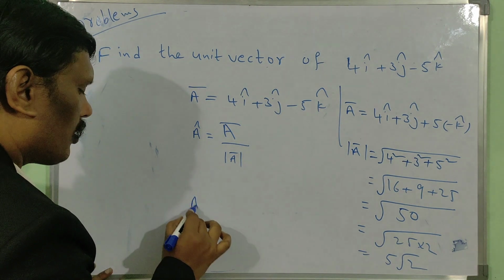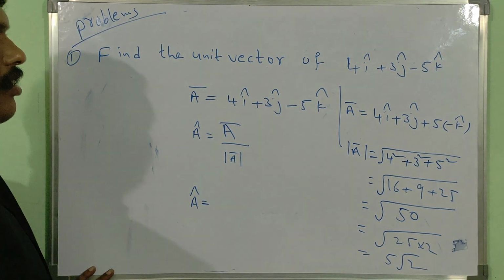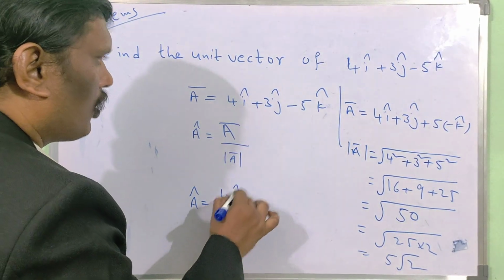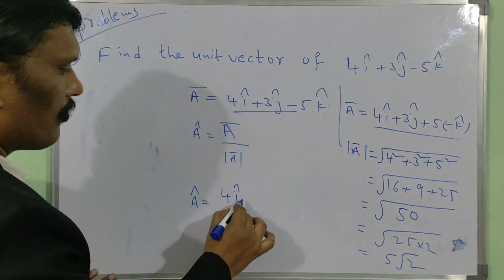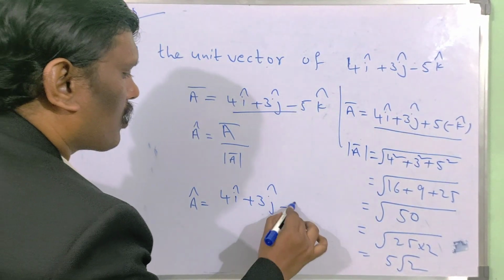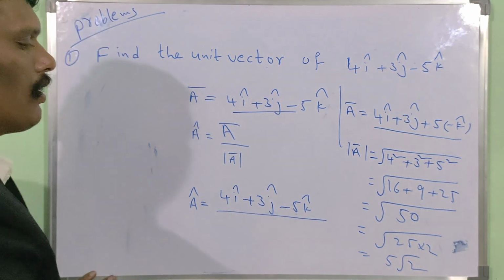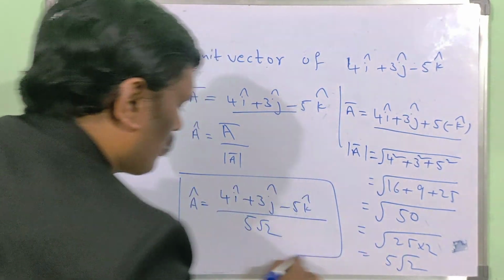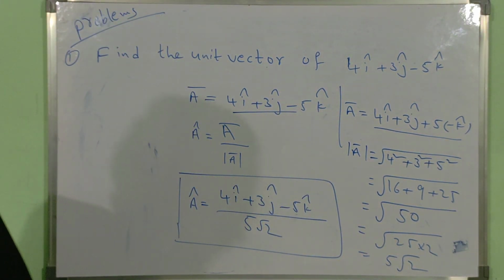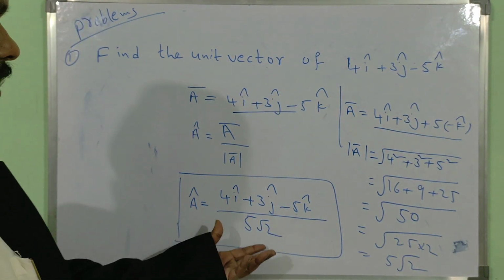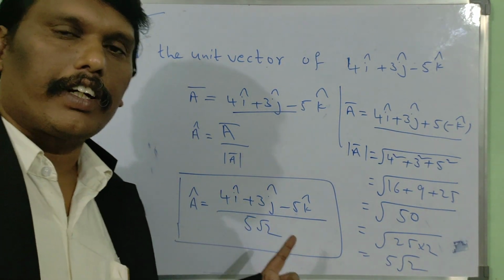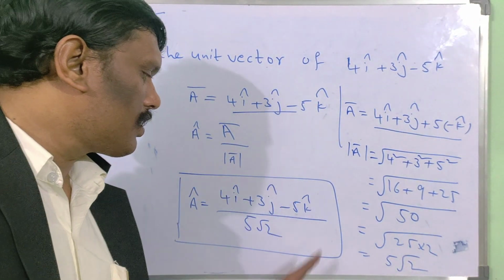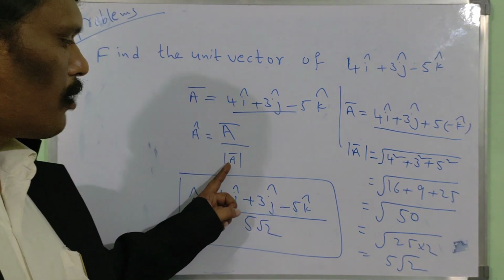Now how to calculate A cap vector, that is the direction of a given vector. A bar, what is A bar here? 4i cap plus 3j cap minus 5k cap, divided by its magnitude, 5 root 2. This is the unit vector. This is a vector, and this is a unit vector. Mod a bar is the magnitude.